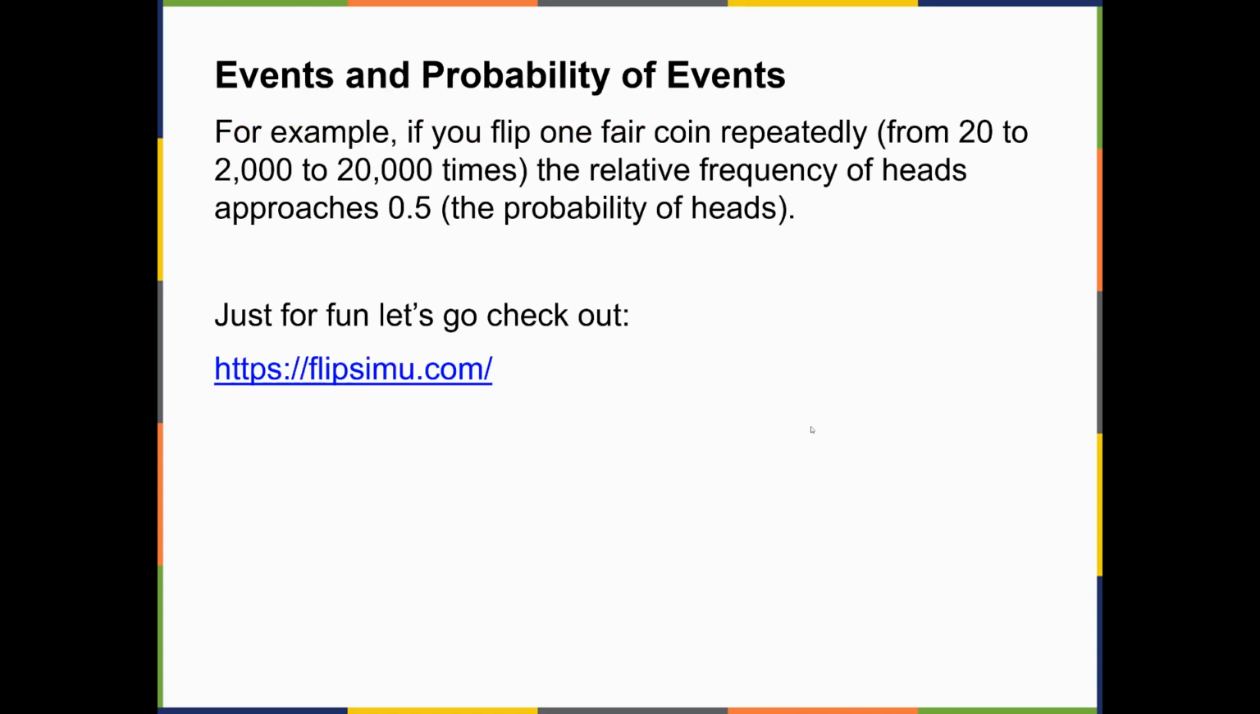So let's look at what we mean by probability. Let's say we flip a fair coin one time over and over and over again. As we do the experiment more and more and more times, that probability is going to reach a half. Just for fun, let's look at a little website here. This will pop up in my window. This is a fun one.